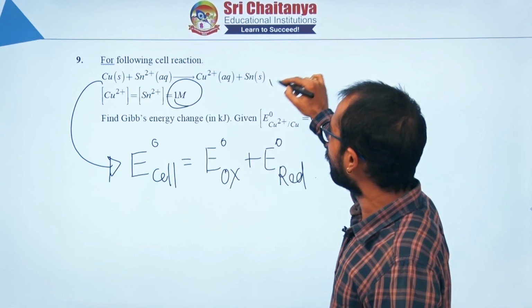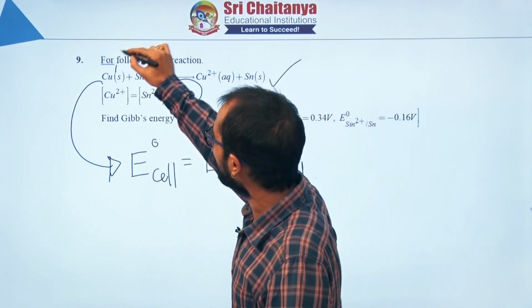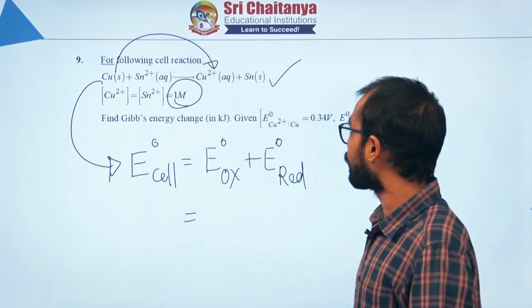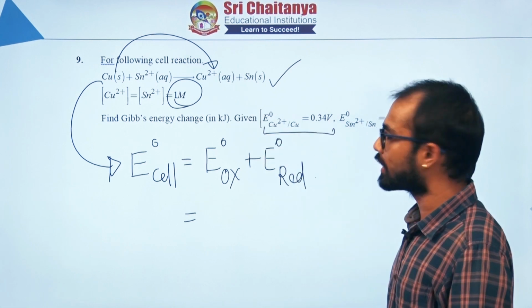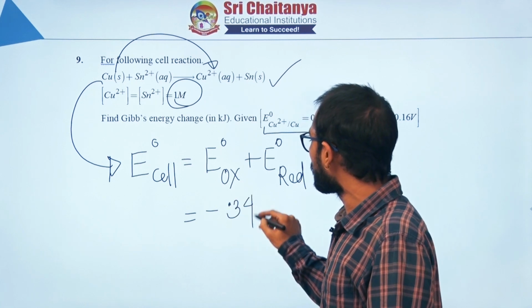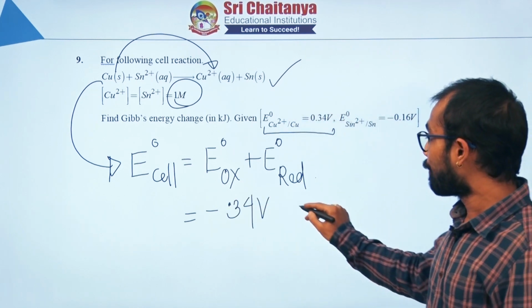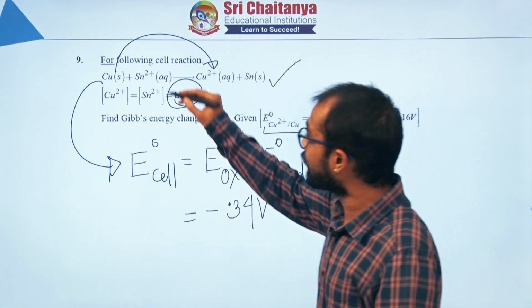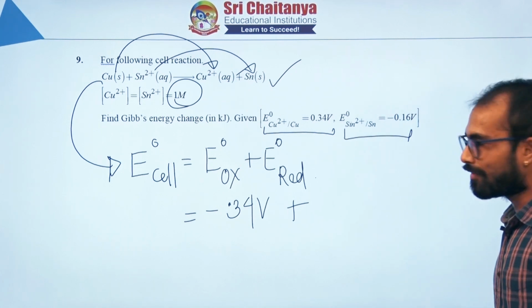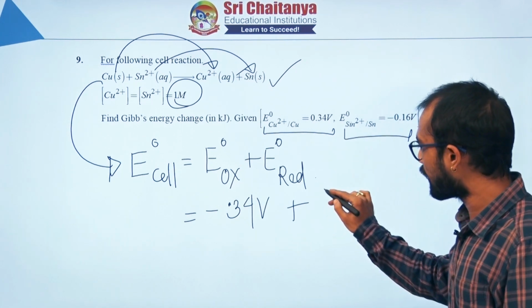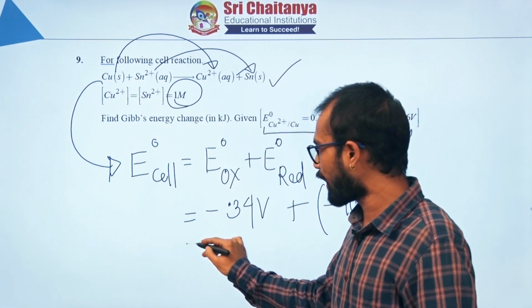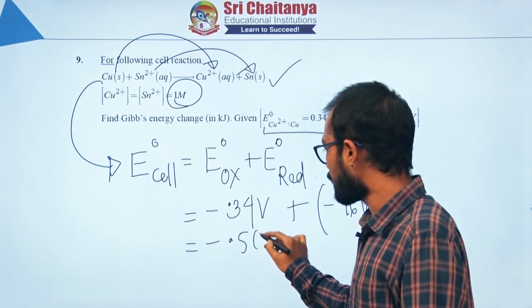Now you see this equation, which species is getting oxidized? This particular ion is getting oxidized, right? So what is the oxidation potential of copper? Here you see the reduction potential is given. So when you write the oxidation potential, you put a minus in front of it, that is minus 0.34 volt, plus E naught reduction. Now which species is getting reduced? This one is getting reduced. So you check here, the reduction potential is given to you as minus 0.16 volt. Now when you add it up, you are going to get minus 0.50 volt.